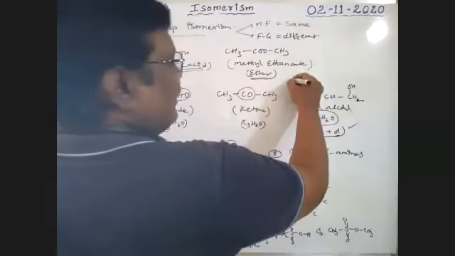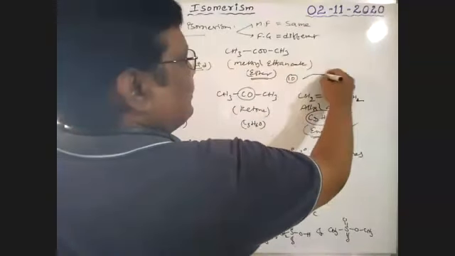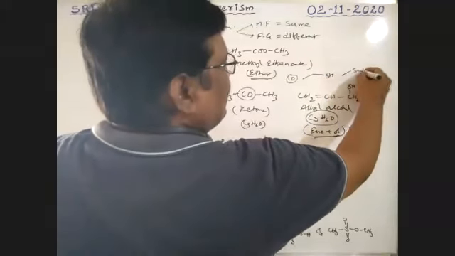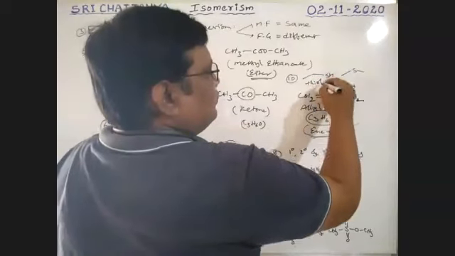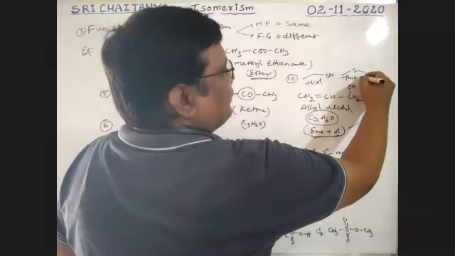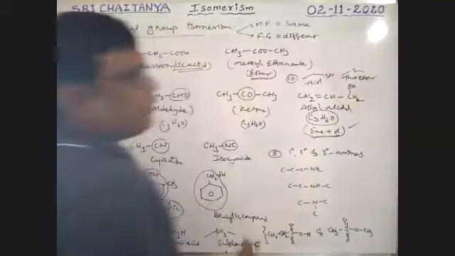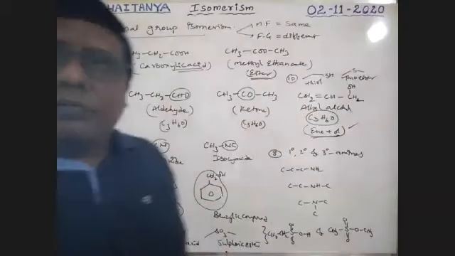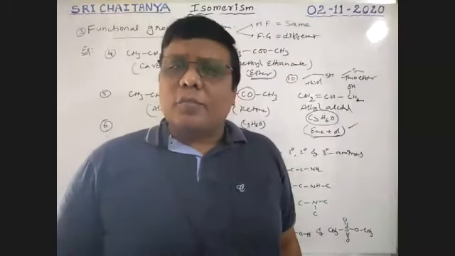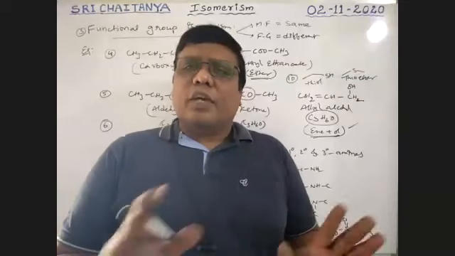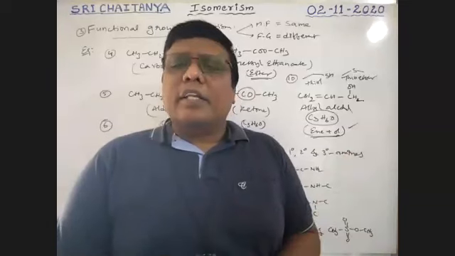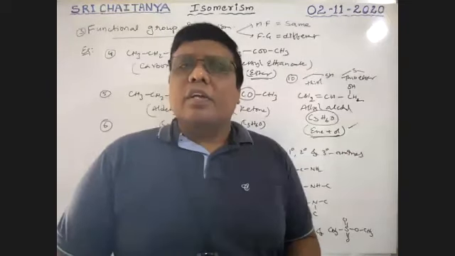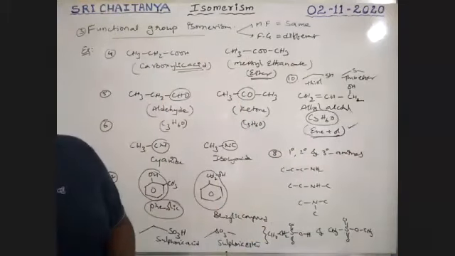Next, 10th one, that is SH and SR. It is thiol and thioether. Thiol and thioether are also functional isomers. All these are functional isomers. One is converted to another. Between those two only is possible. No other is interconverted, boys. So this is about functional isomerism.